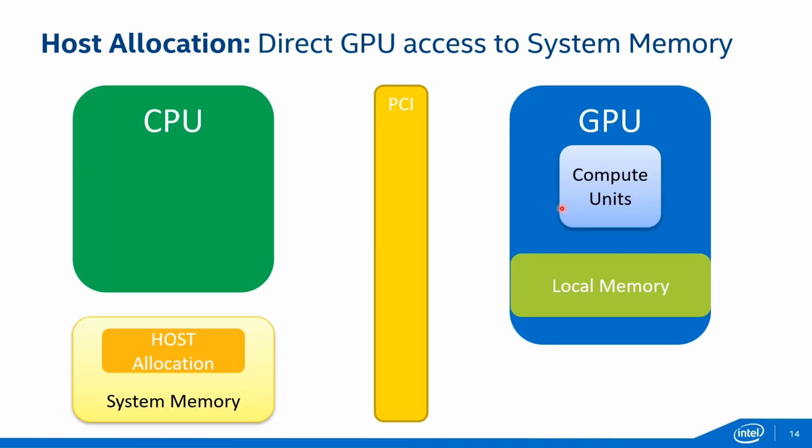Okay, so these are host allocations. This is how they are used. CPUs access the host allocations directly because they are in system memory, and GPUs access this memory over the PCI.